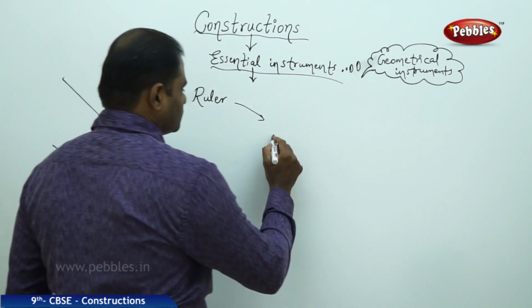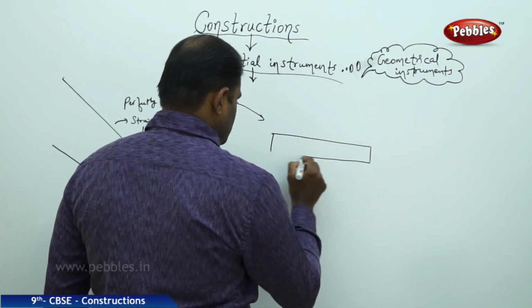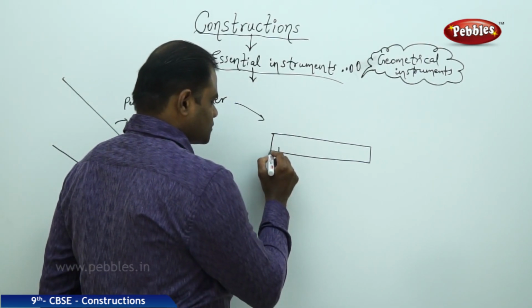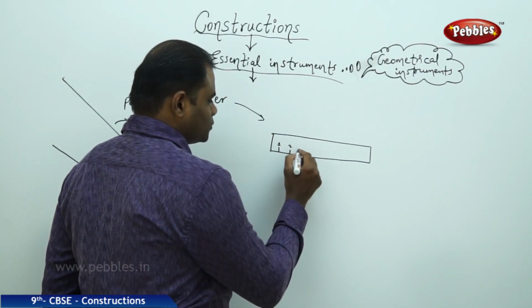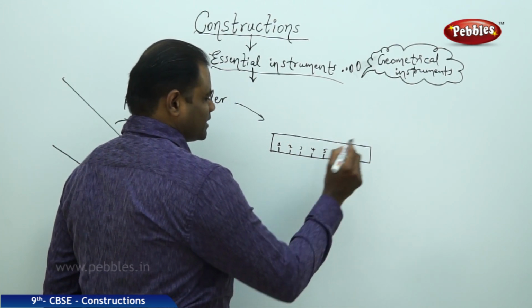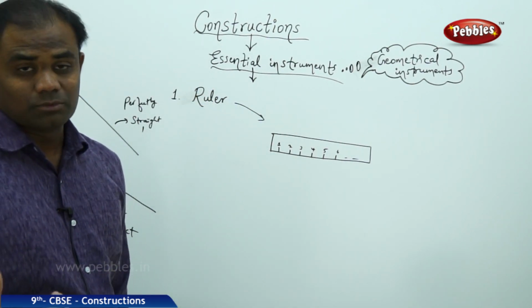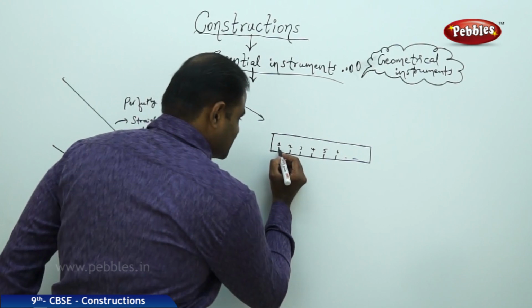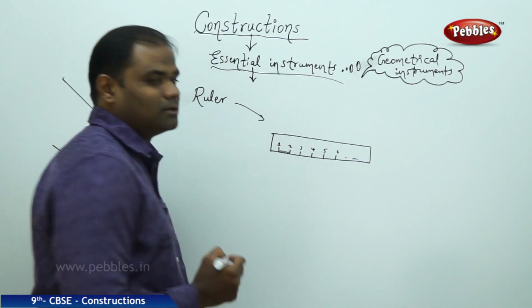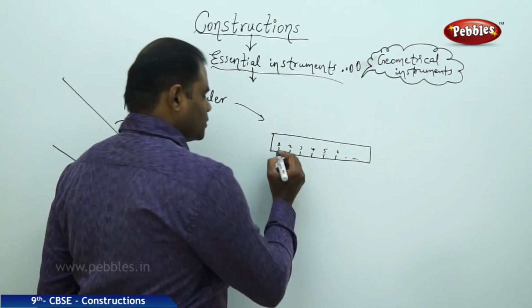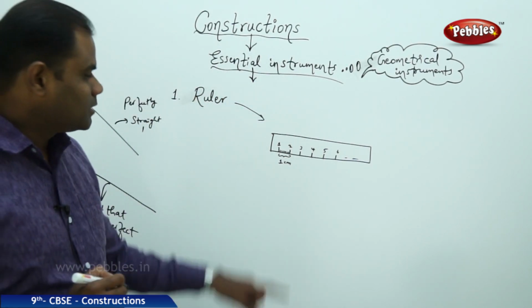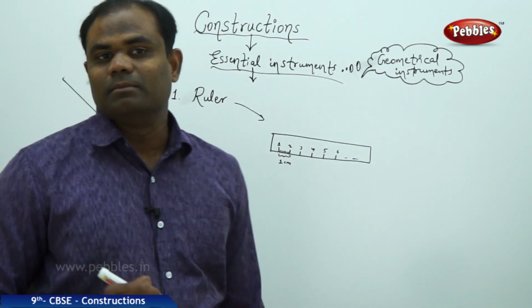Usually a ruler has the measurements on each of its sides, where it starts with 0, 1, 2, 3, 4, 5, 6, etc., up to 10, up to 20. And it has subgrids divided up to 10. So there will be 10 in number, which gives me millimeters. So here this length makes 1 centimeter, and each of the smaller lengths makes 1 millimeter.